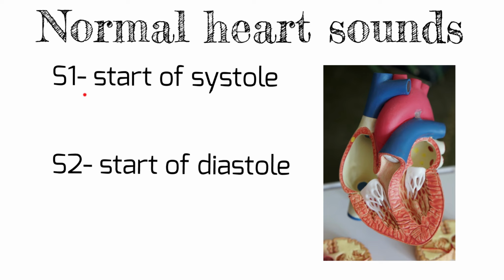But what's important to remember is that S1 is composed of the closing of the tricuspid and the mitral valve, and S2 consists of the closing of the aortic and the pulmonary valve. So S1 has two components, the mitral and the tricuspid components, and S2 has two components, the aortic and the pulmonary component.